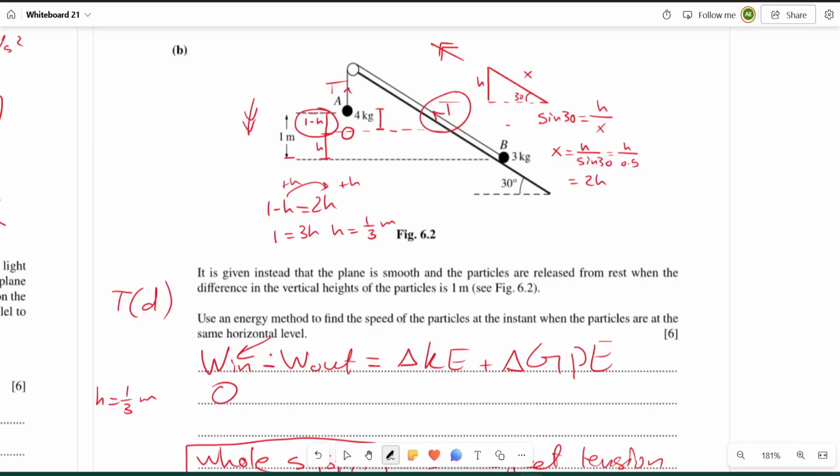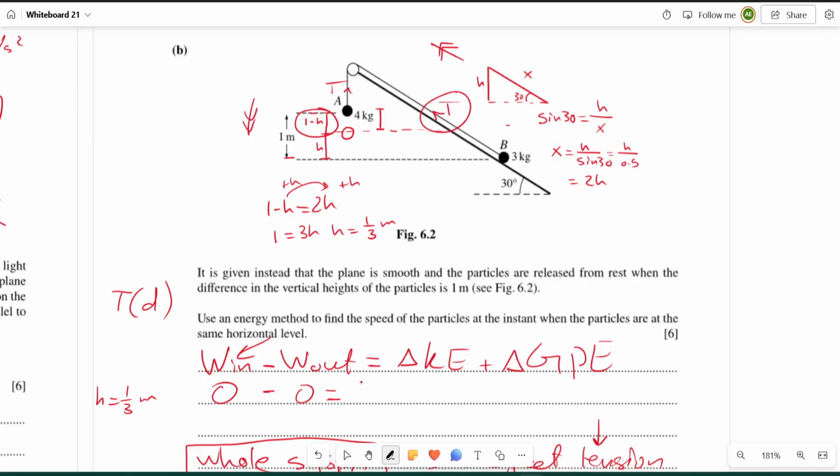Let me ask you, is there any external force that's going to cause resistance to the system that is not tension? Why not tension? Because we're neglecting tension. Is there any resistive force? Is there any friction? No, the plane is smooth, so nothing. So work out is also 0. And that is going to equal the change in kinetic energy for both particles.